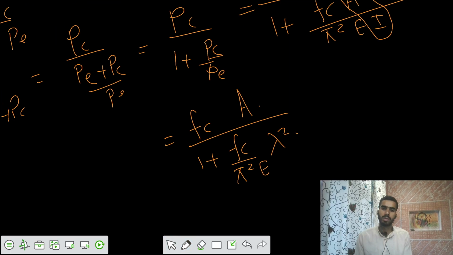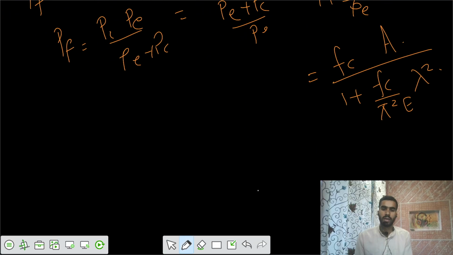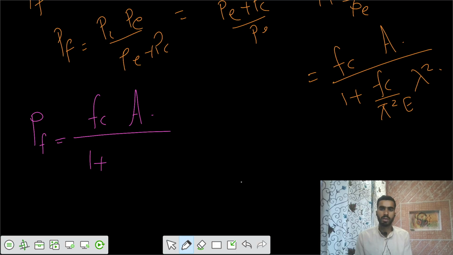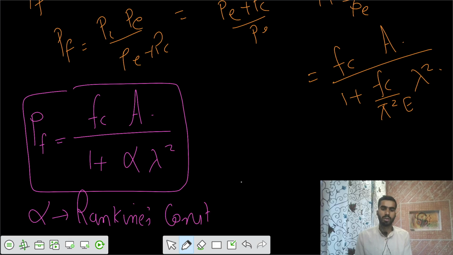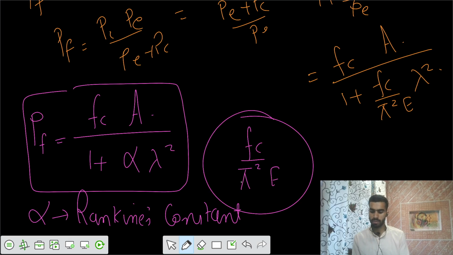So I can write the equation that failure load equals FC A by 1 plus some value of alpha into lambda square. That is, your alpha is your Rankine's constant. Call it Rankine's constant. That is equal to Fc by pi square E.